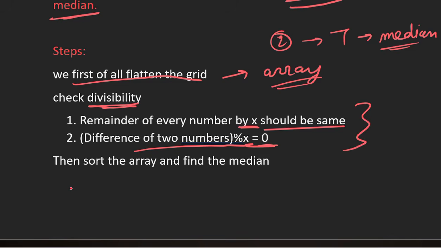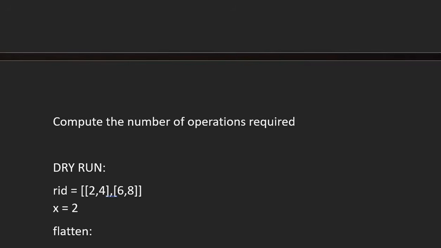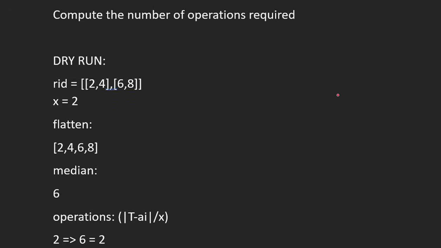So when it is feasible to convert, then we sort the array and find the median of all the numbers after sorting the array. Once we find the median, we compute the total number of operations required to convert all the numbers to the median value. For that, we take the number minus the median value, their difference, and divide by x, that is the number of operations to convert the ith number to the median.